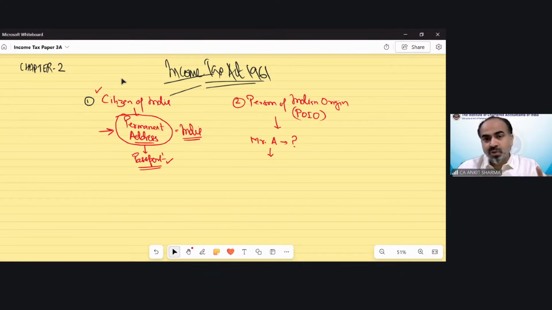Understood? Of course, in this chapter we are not going to discuss citizenship in depth, because the main concept is residential status. But this term is going to be used multiple times. So I have cleared what the meaning of citizenship of India is. Now, a second term, which is again going to impact residential status, is person of Indian origin. In short, we call it PIO, person of Indian origin.